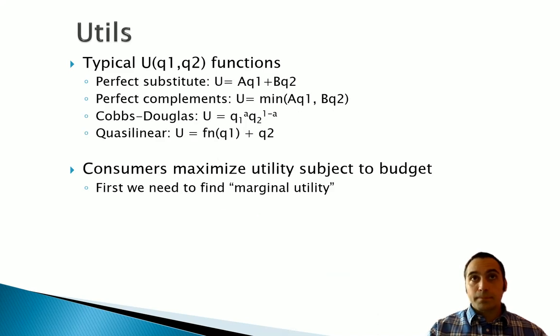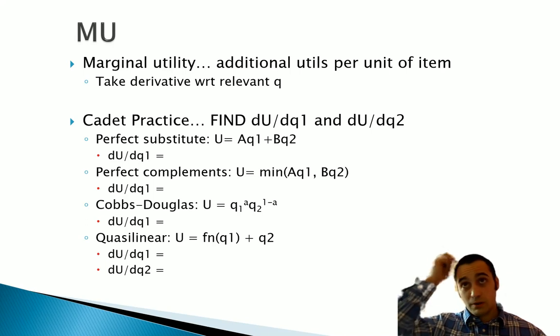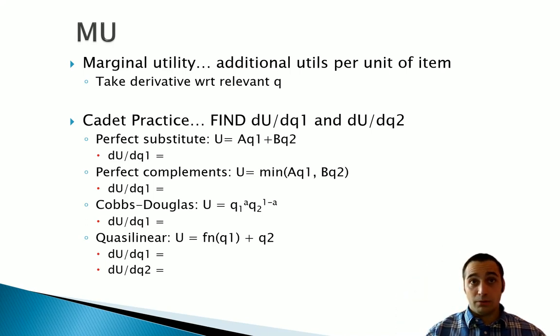So the first thing we're going to need to do before we start working on maximizations is work on finding marginal utilities. So here I've listed the 4 main functional forms. Spend a moment for each finding the marginal utilities. The marginal utility for each I will define as taking the derivative of utility with respect to the relevant q. So for each of these, first off, just find the marginal utility with respect to q1, i.e. take du dq1 for each of these. You also will want to find the marginal utilities with respect to good 2, because we'll need those in a minute too.